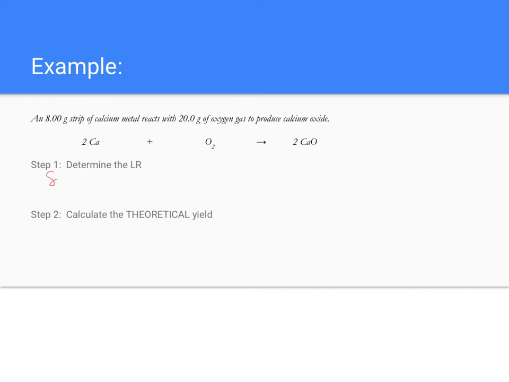So we are going to take our 8 grams of calcium, divide it by the molar mass of calcium, which is 40.01, and when we divide that out, we end up with about 0.2 moles of Ca. We're going to do the same thing for our oxygen, and take our 20.0 grams of oxygen and divide it by the molar mass of oxygen, which is 32 because it's O2. When I divide that out, I get about 0.625 moles of oxygen.